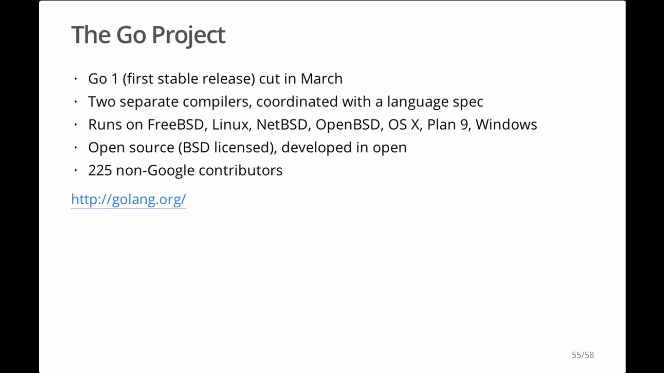Before I close, I want to say a little bit about Go the project, as opposed to Go the language. We released Go version 1, or just Go 1 for short, on March 28th of this year. Go 1 is the first stable version of Go, the first time that we're making backwards compatibility promises. If your program works with Go 1, it will work with Go 1.1, Go 1.2, and so on.